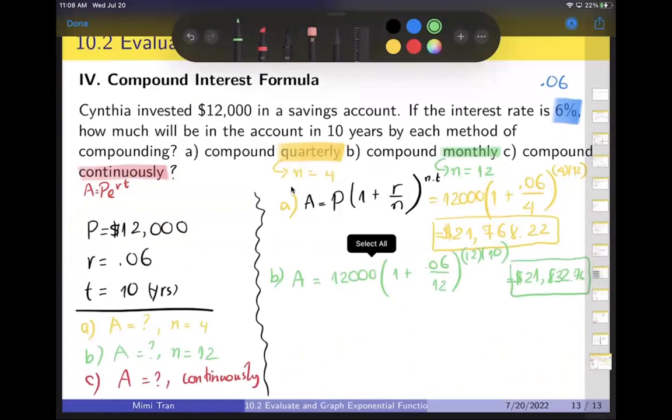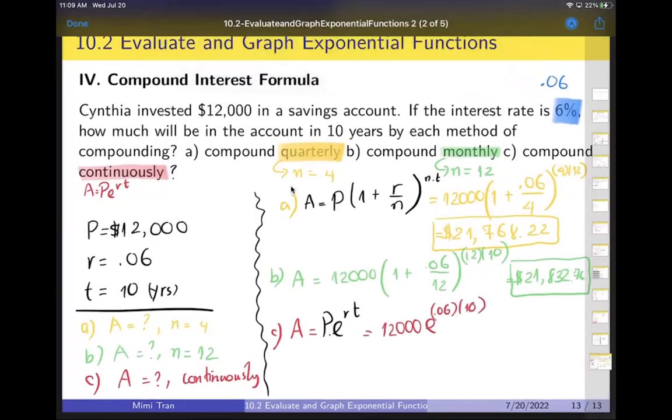And what about compounding continuously? You're going to use the formula Pert, right? A equals P times E to the RT. So P is 12,000. E, don't put 2.71, okay? Just put E in the calculator. You have the letter E, just like you have the letter pi. R is 0.06, and T is 10. So let's put that in the calculator.